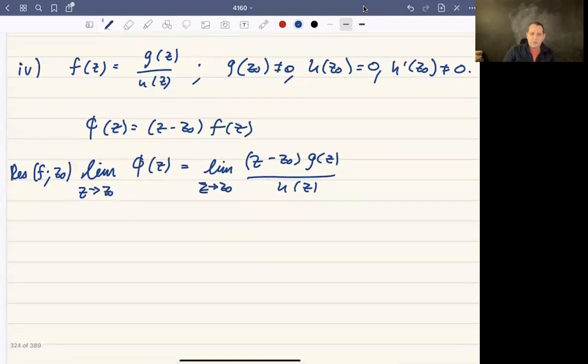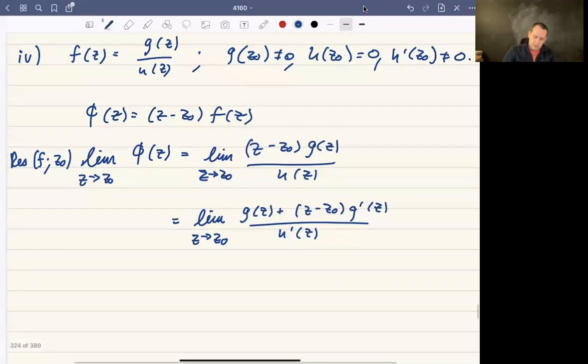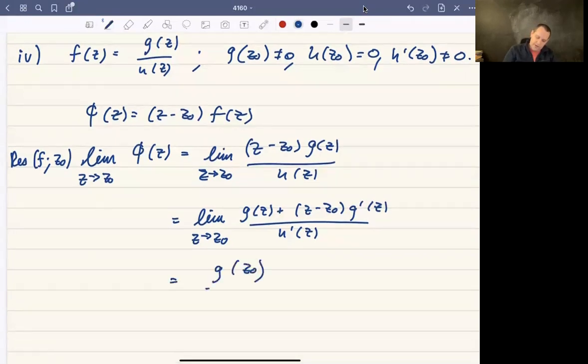And then notice that you have 0 over 0, and you apply L'Hopital's rule. So this is going to be the limit as z approaches z naught of the derivative of the top, which is g plus z minus z naught times g prime, all over the derivative of the bottom, which would be h prime. And now when you take the limit as z approaches z naught, this term will go away. You end up with g of z naught over h prime of z naught. Okay, and that's how rule 4 follows from rule 5.